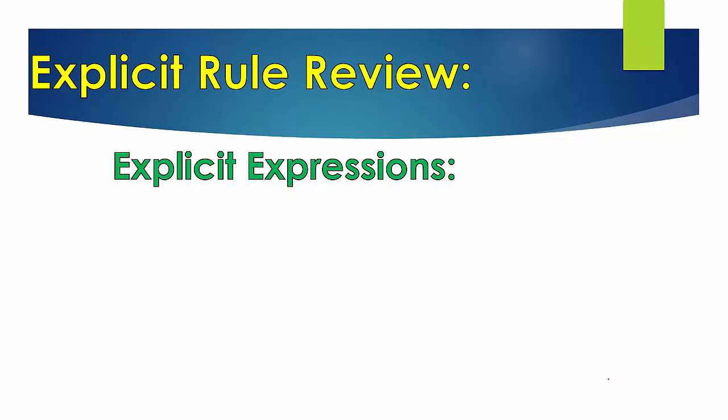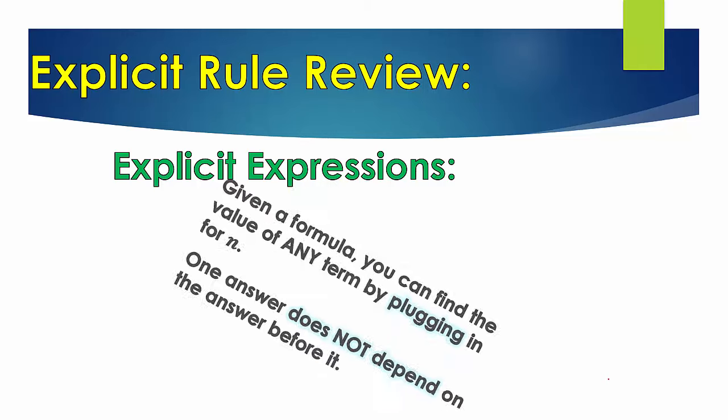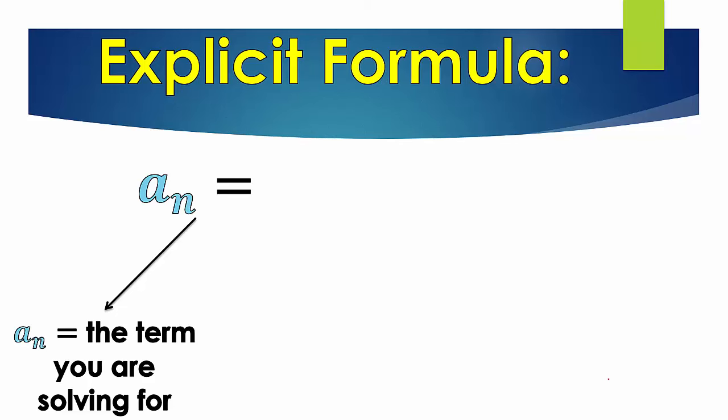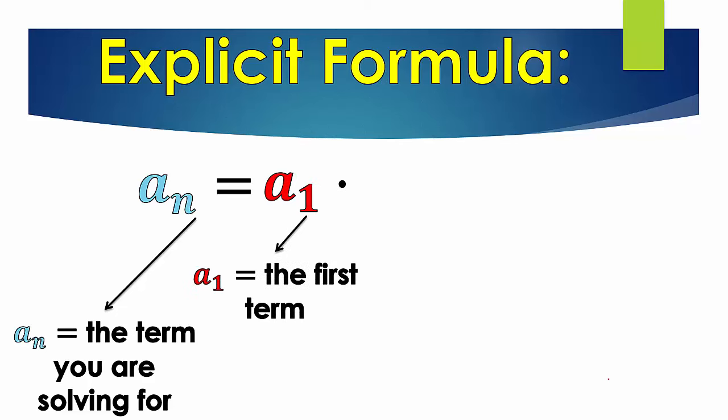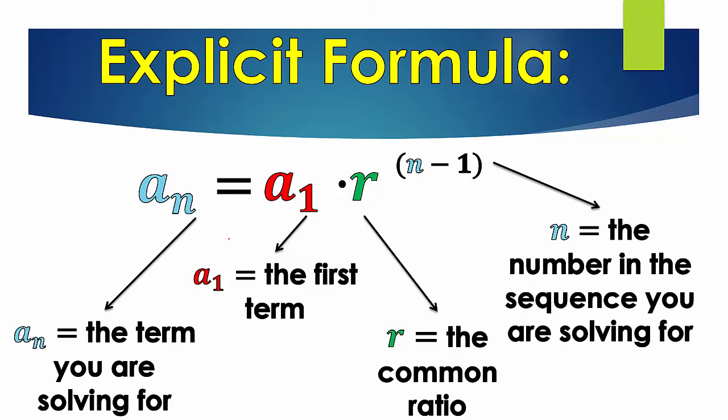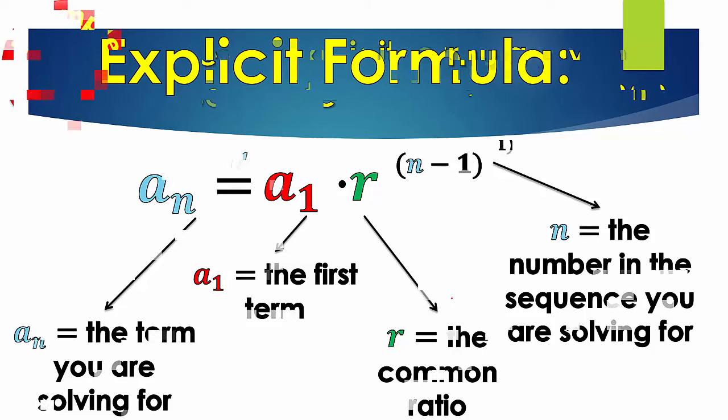All right. So let's look at the explicit rule review. Given a formula, you can find the value of any term by plugging in for n. One answer does not depend on the answer before it, unlike with recursive formulas or recursive rules. So with geometric sequences, you're going to have a sub n, which is the value of the term you're solving for, not the term number, equals a sub 1, the value of the first term, times r, which is the common ratio. So that's what you're multiplying or dividing by. And then to the n minus 1, where n is the number in the sequence you're solving for.